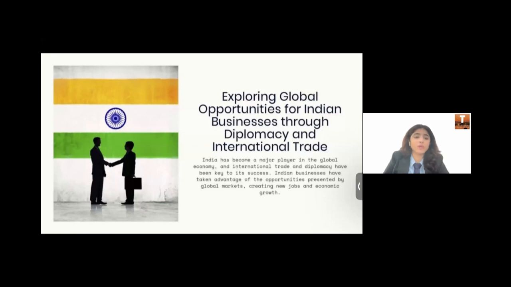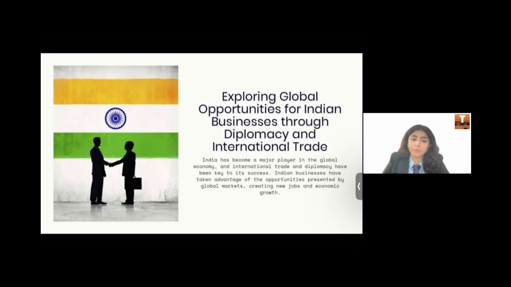Sixth is export promotion. Diplomatic missions assist businesses in promoting exports. This includes organizing trade delegations, buyer-seller meets, and trade exhibitions in target countries. Diplomatic channels can be leveraged to address trade barriers. They can negotiate favorable market access and resolve trade disputes, thereby enhancing export opportunities for Indian businesses.